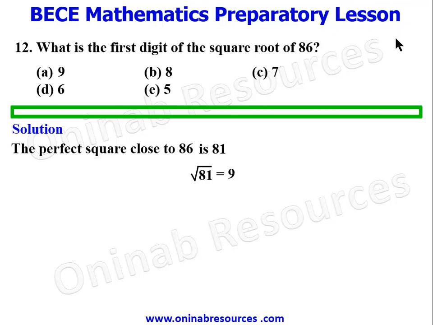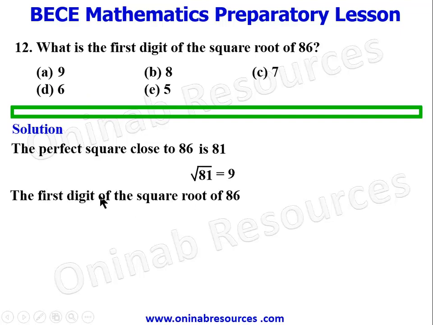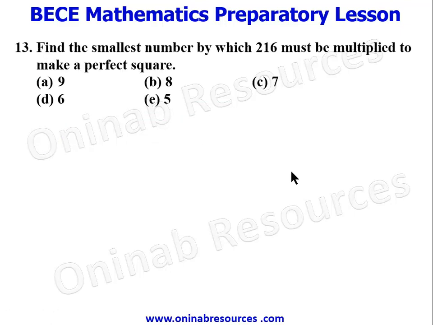So if you are looking for the square root of 86 now, the first digit will be 9, because it's going to be 9 point something. And that is just the solution to the problem. So therefore, the first digit of the square root of 86 is 9. And the corresponding option is option A. And that's all. So we go to problem 13.